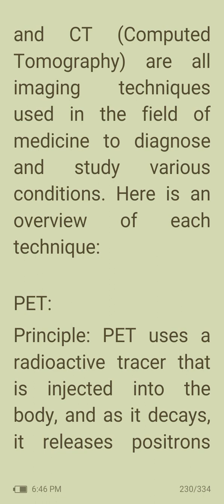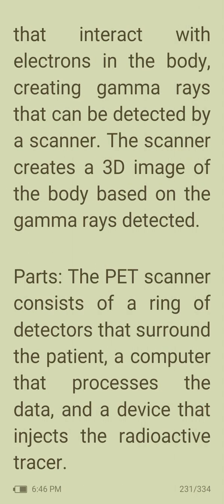PET scan. A PET scan uses a radioactive tracer that is injected into the body, and as it decays, it releases positrons that interact with electrons in the body, creating gamma rays that can be detected by a gamma camera or a scanner. What is happening here? Positrons are emitted and they interact with the electrons in the body, and this will eventually create gamma rays that can be detected by a scanner. The scanner creates a 3D image of the body based on the gamma rays detected.